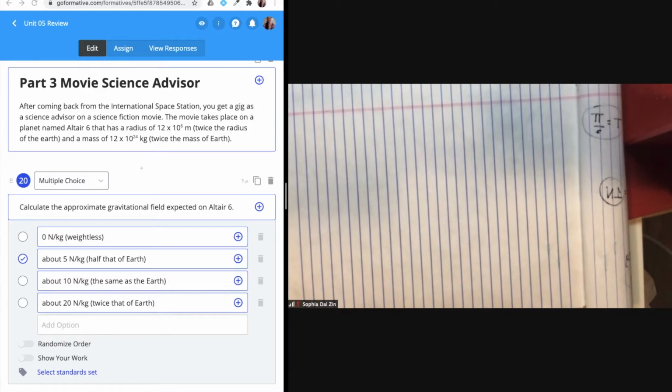Part 3, you're a science movie advisor. And you just came back from the International Space Station, so they're like, oh, we'd like to talk to you about your expertise. The movie takes place on this fictional planet named Altair 6, and it has a radius of twice the Earth and a mass of twice the Earth. So let's get this gravitational field expected on Altair 6, and we're going to do this 2 different ways.